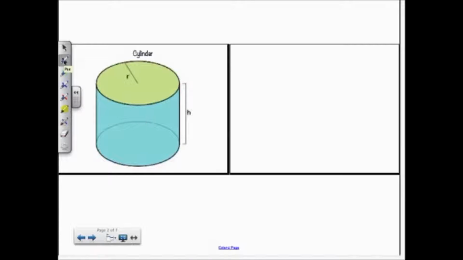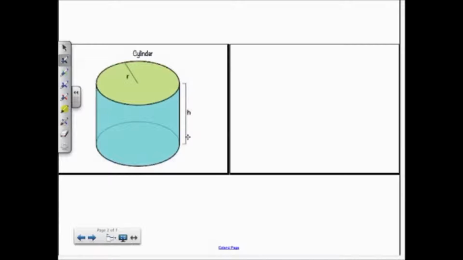So we need to write down what the formulas are for the volume of a cylinder, a cone, and a sphere. Now remember, this R right here is the radius. It is from the center to the outside of the circular part of your cylinder right here, which is called the base of your cylinder. And the H right here represents the height of your cylinder, how high your cylinder went up.